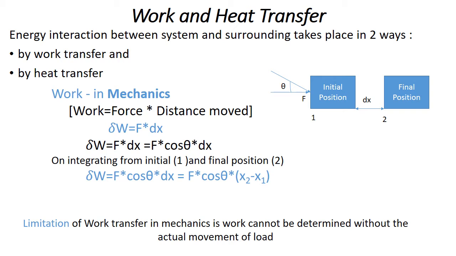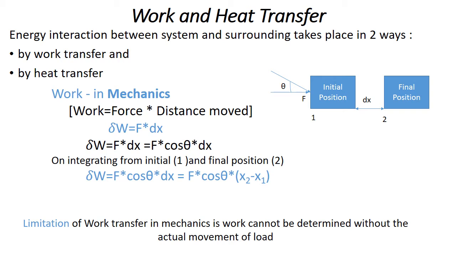So in mechanics, work is defined by the force applied and the distance moved by the object. So work is defined as the product of force and the distance moved in the direction of the force. This is as shown in the figure. Let F be the force applied on the body. 1 is the initial position, 2 is the final position.